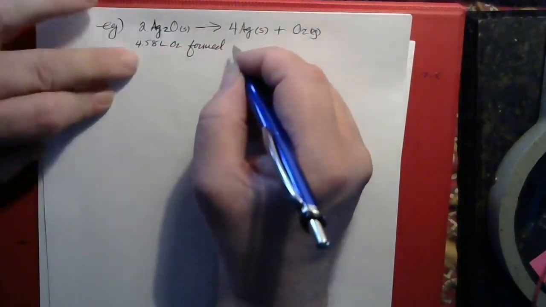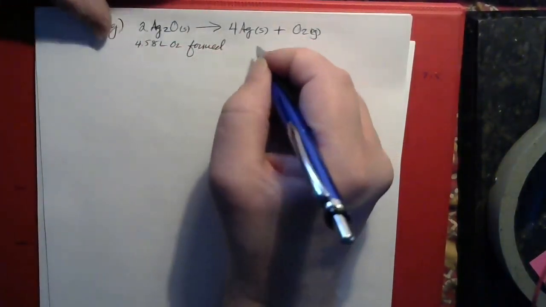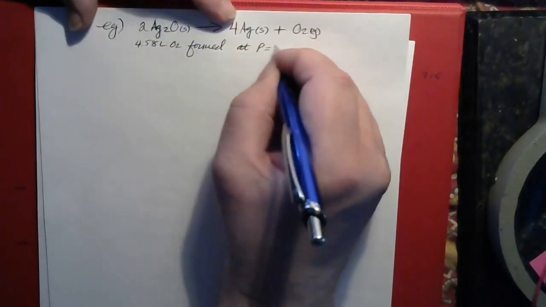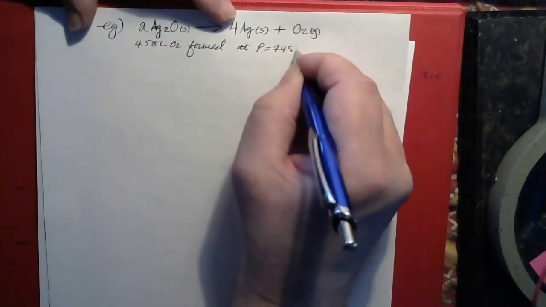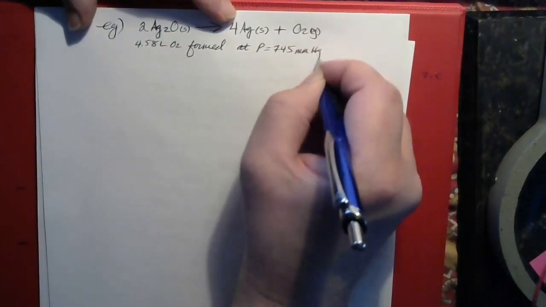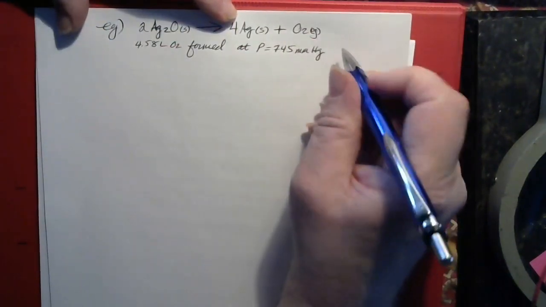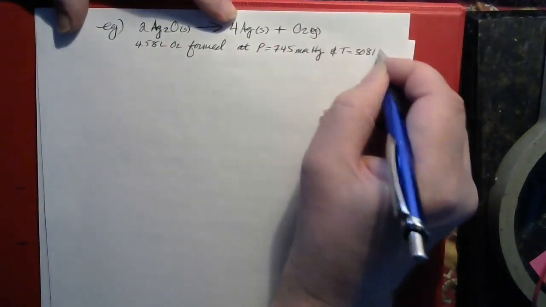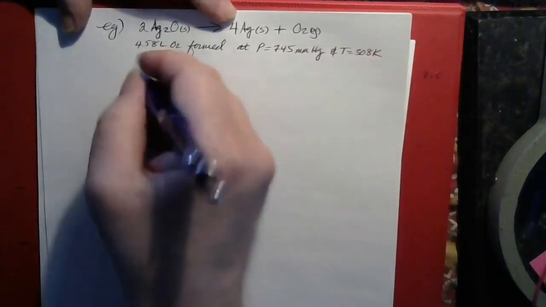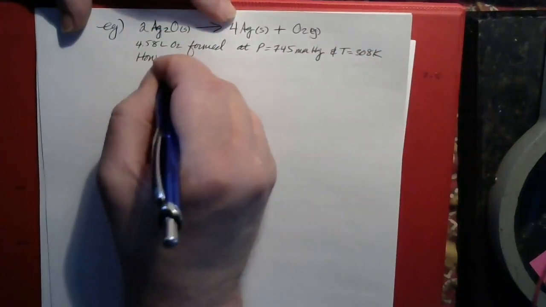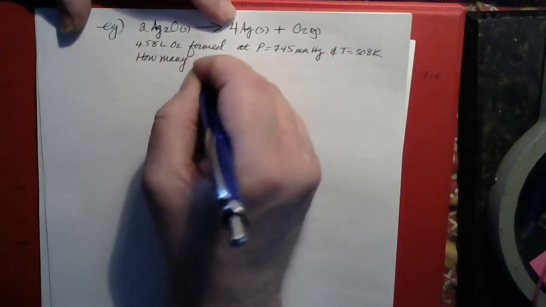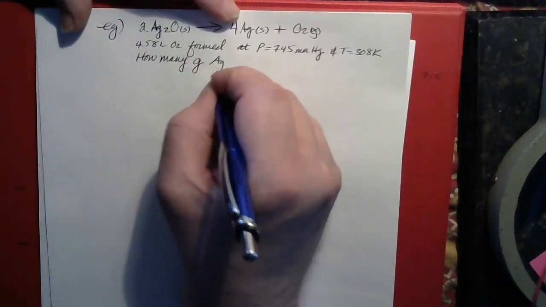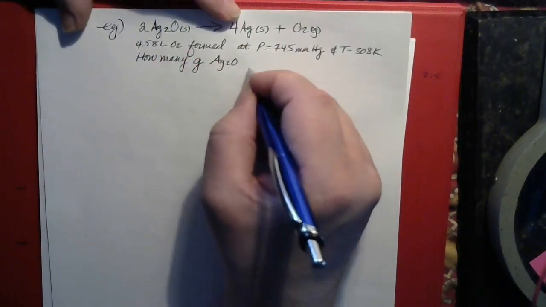So if this reaction forms 4.58 liters of oxygen at 745 millimeters mercury at a temperature of 308 K, how many grams of Ag2O were decomposed?